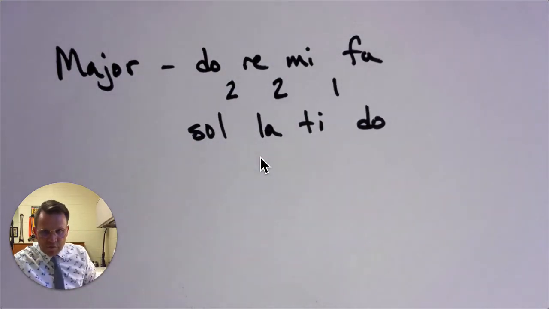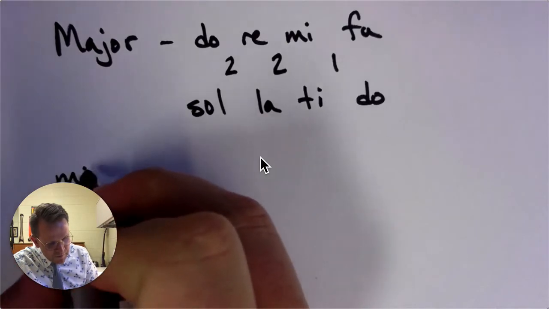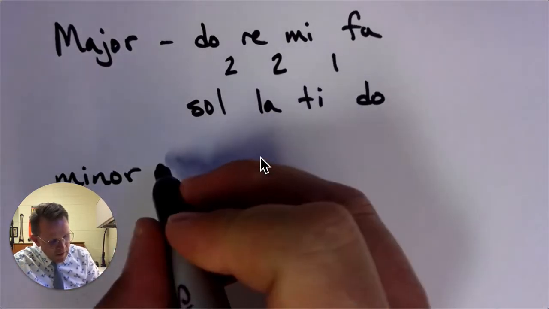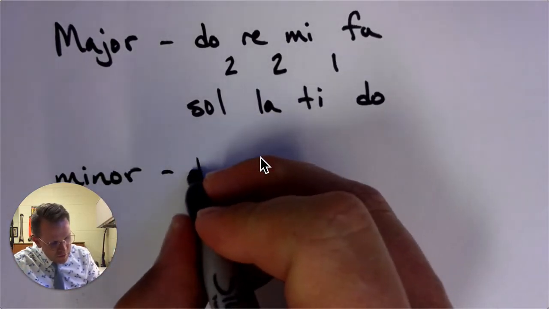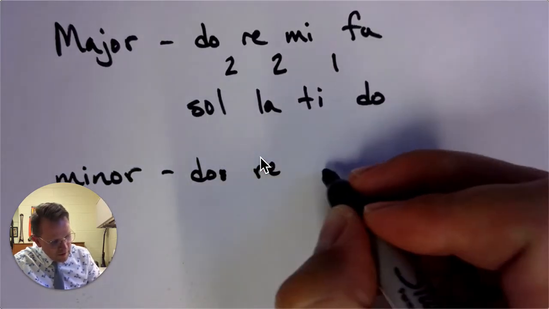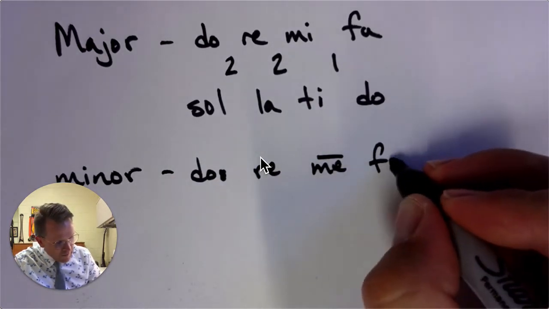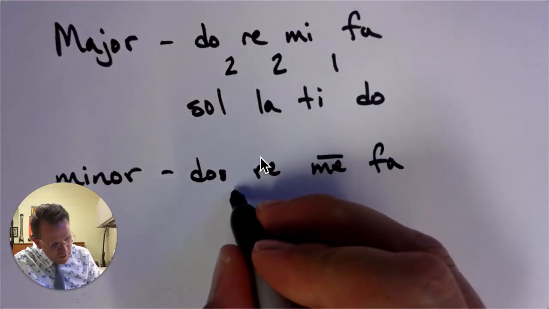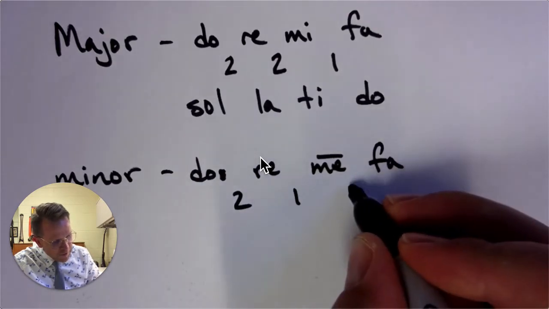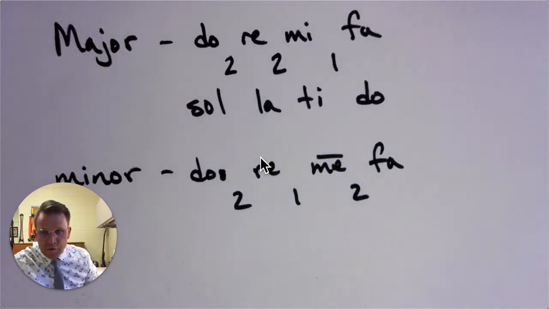Another tetrachord that we've studied so far is our minor tetrachord. And with minor, we use the solfege do, re, me, where it's been lowered, fa. With that one, we have a relationship of 2, 1, 2, because me has been moved closer to re, where we lower it.